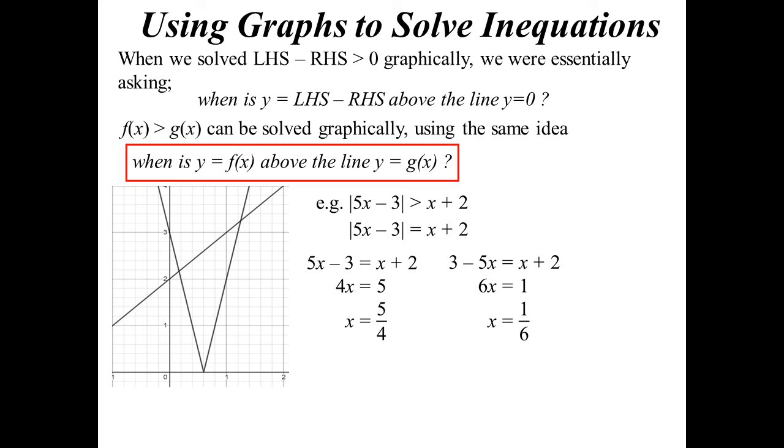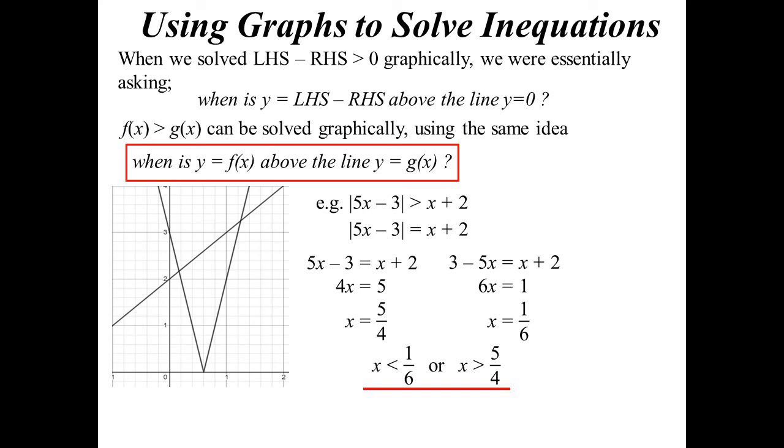But now I know what those points are. We're saying, when is the absolute value curve above the line y equals x plus 2? Well, we can see then to the left of that first point of intersection, which we said was 1/6, and to the right of the second point of intersection, which we said was 5 on 4. There's our answer. As I say, not a fantastic way of solving inequations. Usually the only time we do it is when they've actually asked us to do it using the graph.